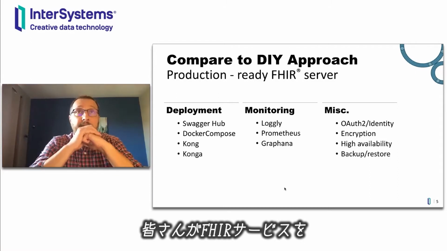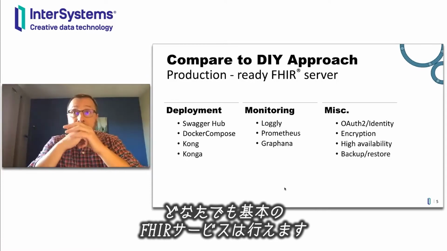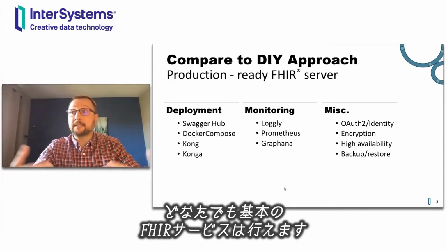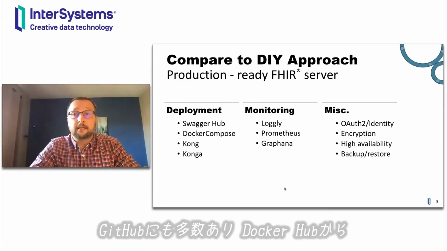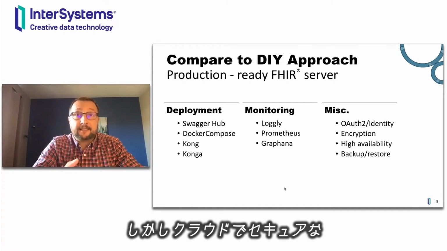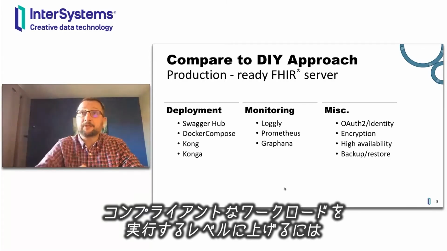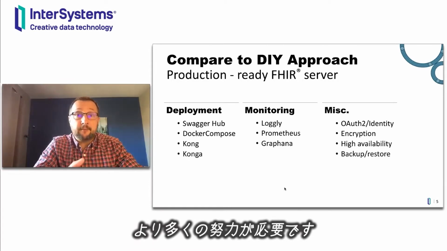So let's imagine that you want to do the FHIR servers yourself, and everyone can do the basic FHIR servers. There is plenty of stuff on GitHub. You can pull working implementations of FHIR servers from the Docker Hub. But to move it to the level where you can actually run production, secure and compliant workloads in the cloud would take way more effort.